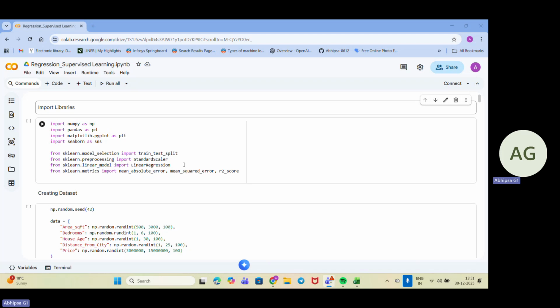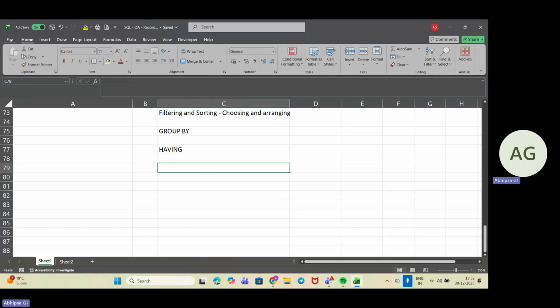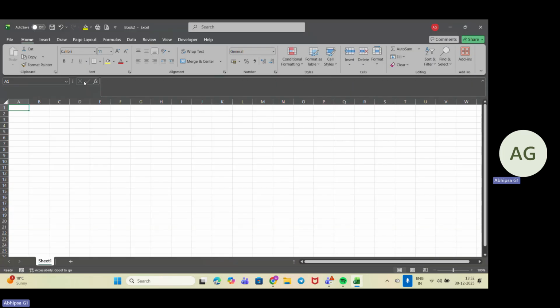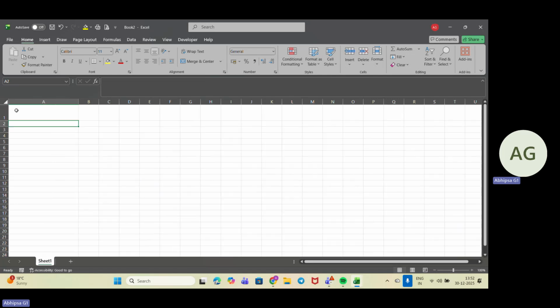Now we need to have a proper discussion about the evaluation part, because it is very important. We need to understand what mean absolute error is, what mean squared error is, and what R squared error is. So let me take a file so that we can first discuss this and then dive into the coding section. First is MAE, the mean absolute error, that is the evaluation part.